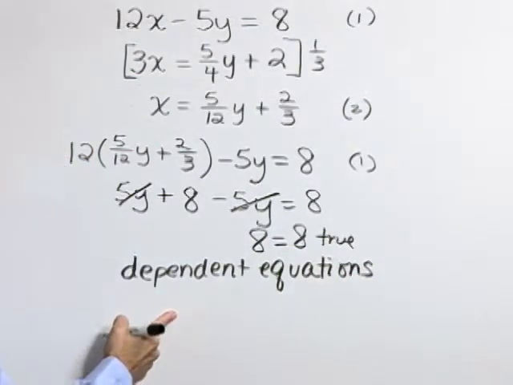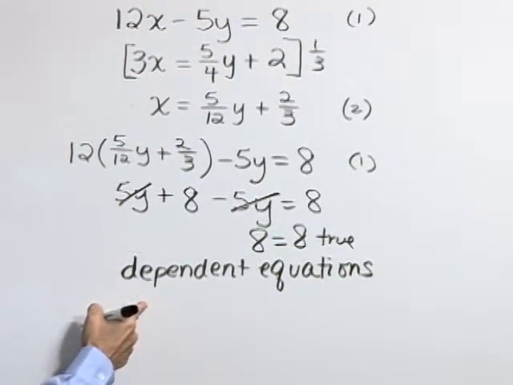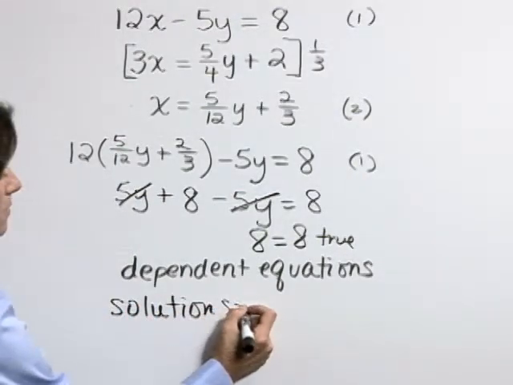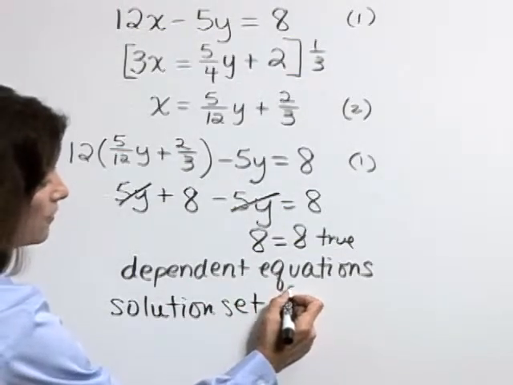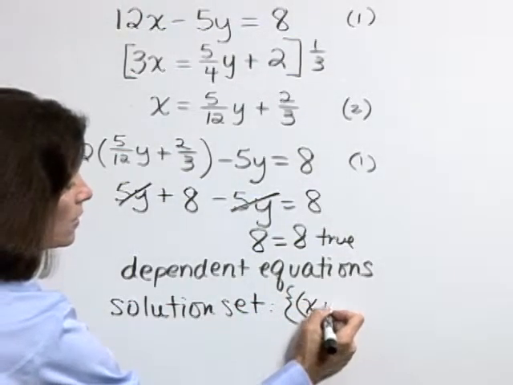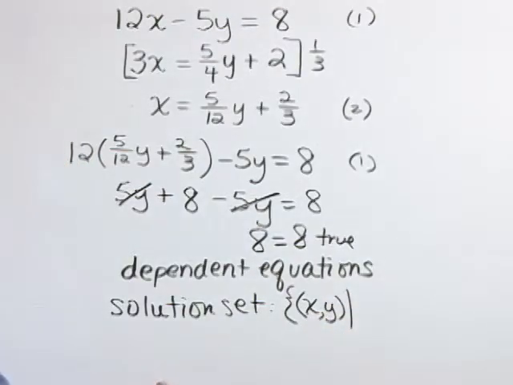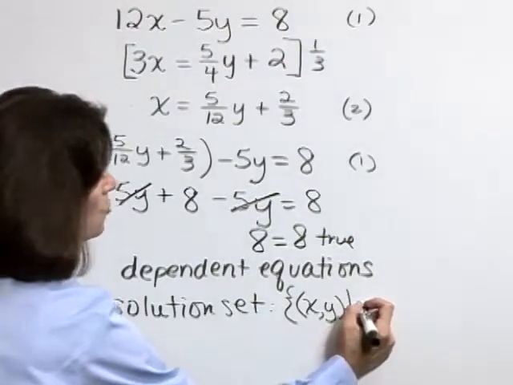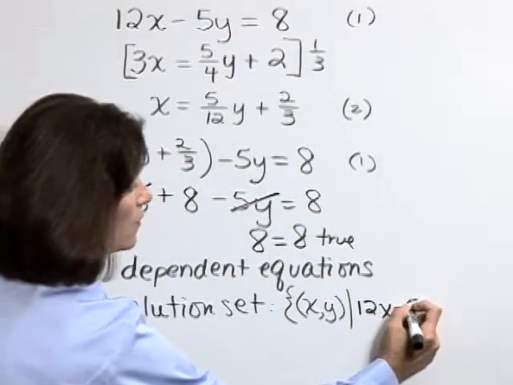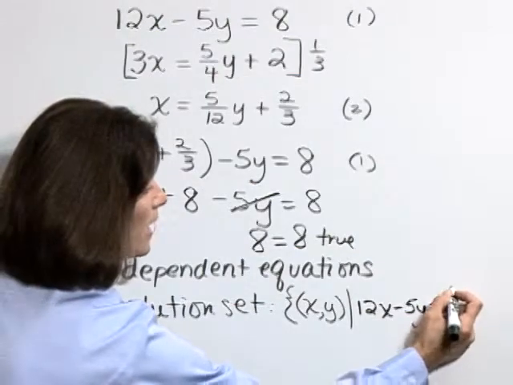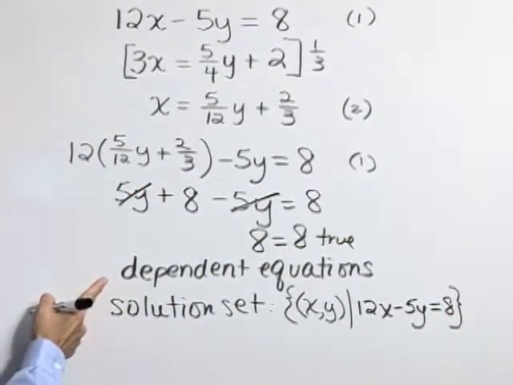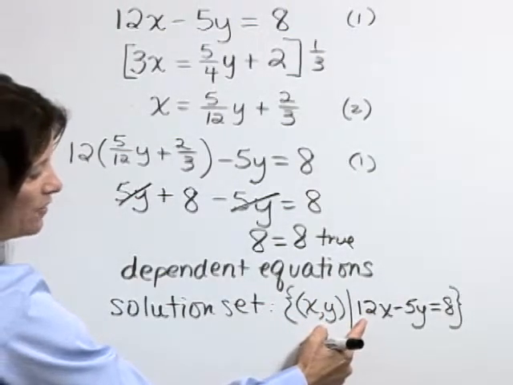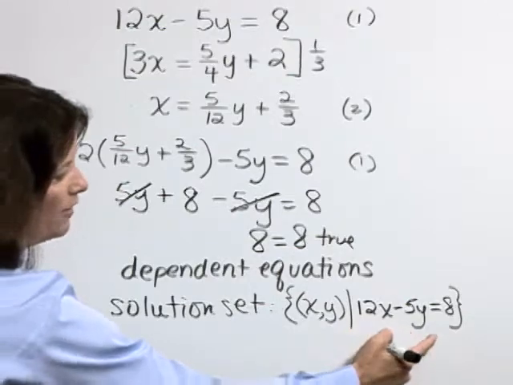They are dependent equations, and let's write the form of our solution set. The solution set then consists of all points x, y that take the form of, we can write either of our lines. I'm going to write that first form, 12x minus 5y is equal to 8. So we have dependent equations and a solution set, all x, y, such that they satisfy the equation 12x minus 5y is equal to 8.